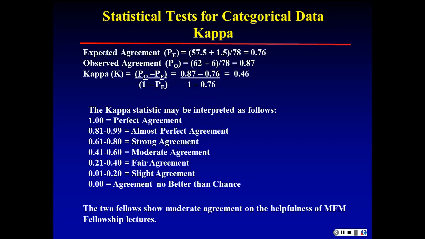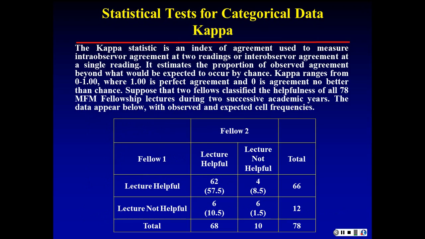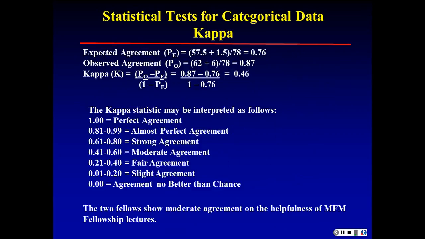Did all of you follow that example? Now for this one, the expected agreement, how do you figure that? Same as before. Okay, same thing. You take the row total 66 times the column total 68 divided by the grand total 78, and that gets you 57.5 expected lectures where both fellows agreed for that particular cell. Did everybody follow the kappa example?